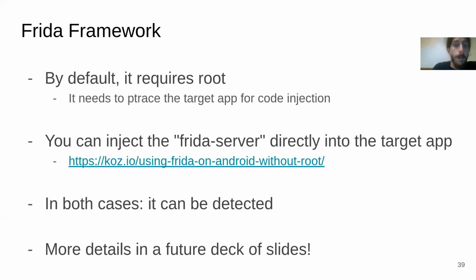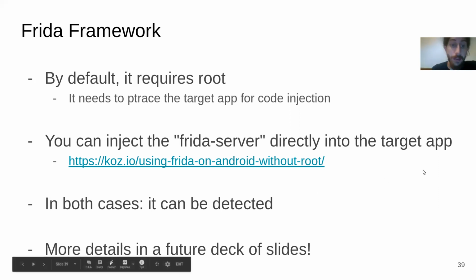Yeah. So Frida by default requires root, because Frida basically attaches to the target application, and it needs ptrace to do this. It needs to attach and then inject this JavaScript engine into memory, and it needs root for that. The idea, however, is that you can also inject the Frida server directly into the target app. So instead of having a Frida server that runs on your phone, and then this Frida server needs to attach to the target app, you can inject this component within the application itself so that you don't need root permission. I never tried it, but here there is a link on how you can do this.